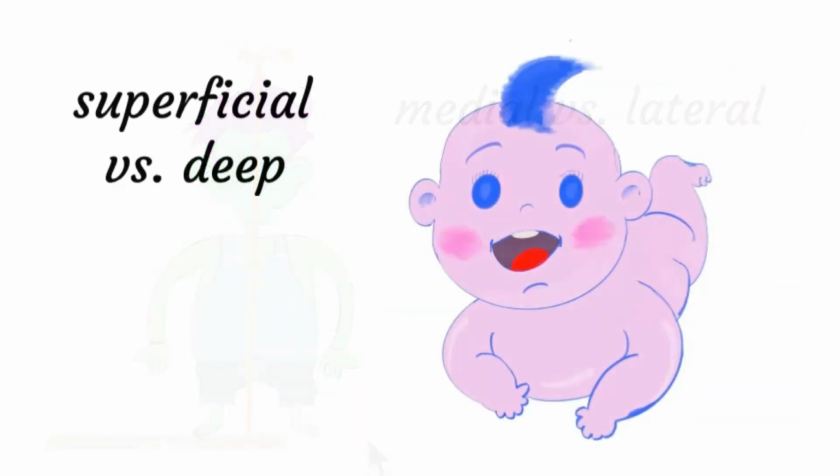Okay, superficial and deep are another pair of relative terms. Deep is within the body, away from the surface. Superficial is towards the surface of the body. So if we look at this chubby little baby here, it has skin. Underneath the skin, there's going to be a lot of fat. Underneath the fat, there's going to be muscles. So within that, we have skin, fat, and muscles. From superficial to deep, skin, fat, and muscles.